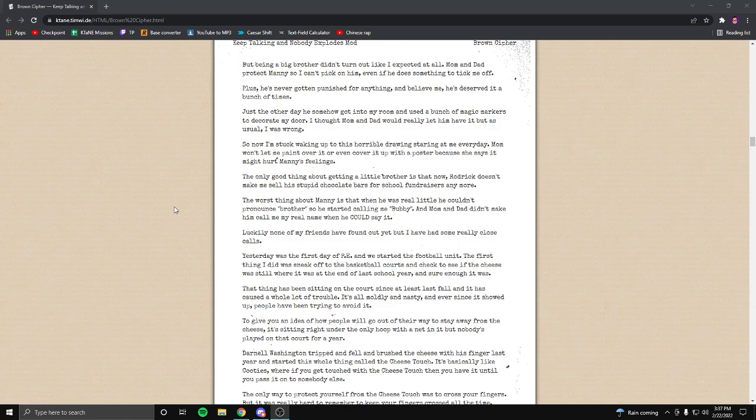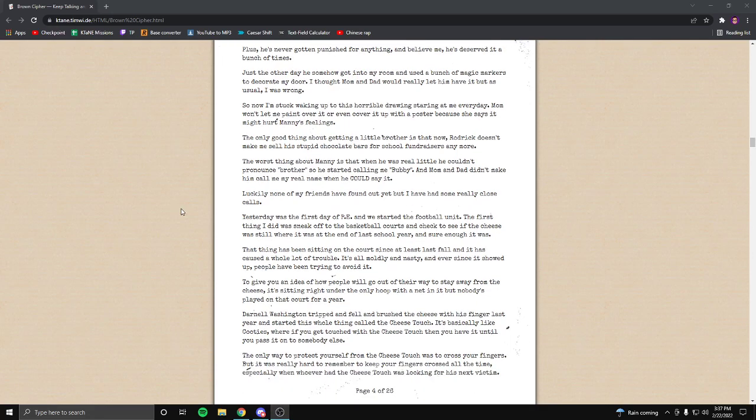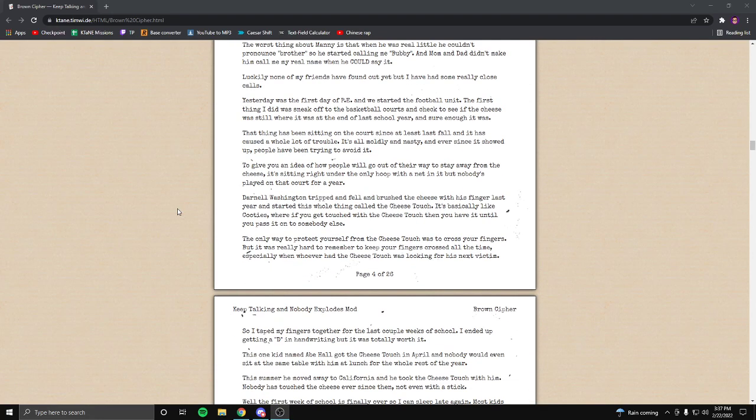It's all moldy and nasty, and ever since it showed up, people have been trying to avoid it. To give you an idea of how people go out of their way to stay away from the cheese, it's sitting right under the only hoop with a net in it, but nobody's played on that court for a year. Darnell Washington tripped and fell and brushed the cheese with his finger last year and started this whole thing called the cheese touch. It's basically like cooties, where if you get touched with the cheese touch, then you have it until you pass it on to somebody else.